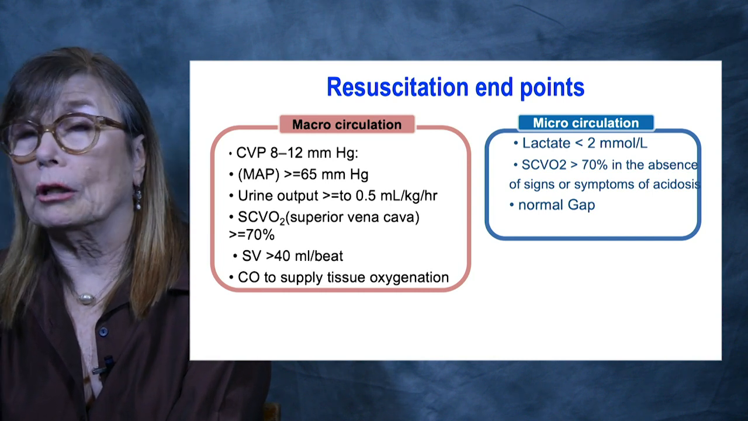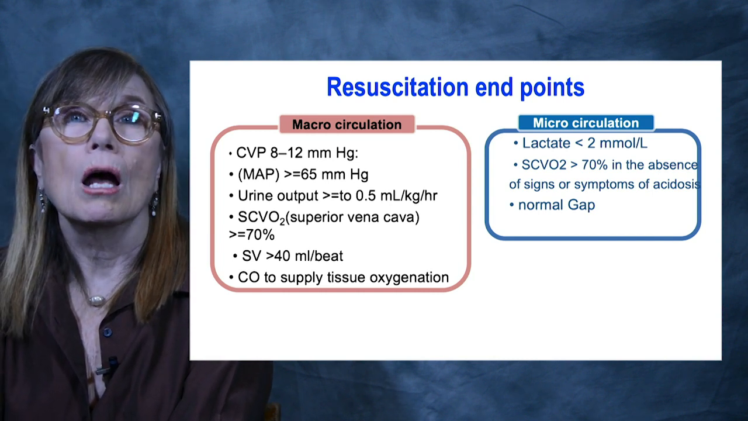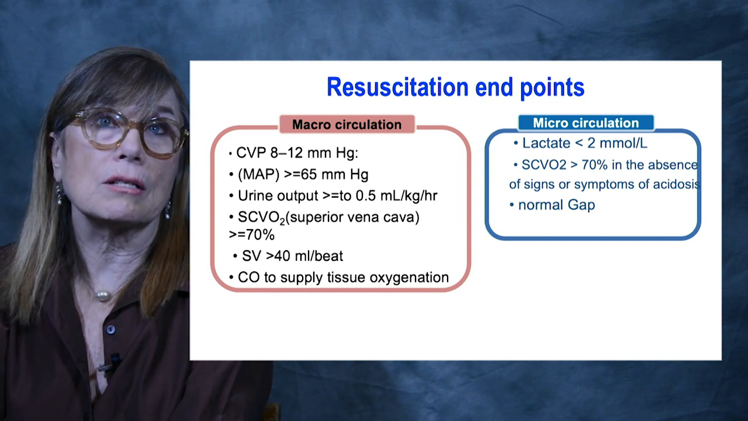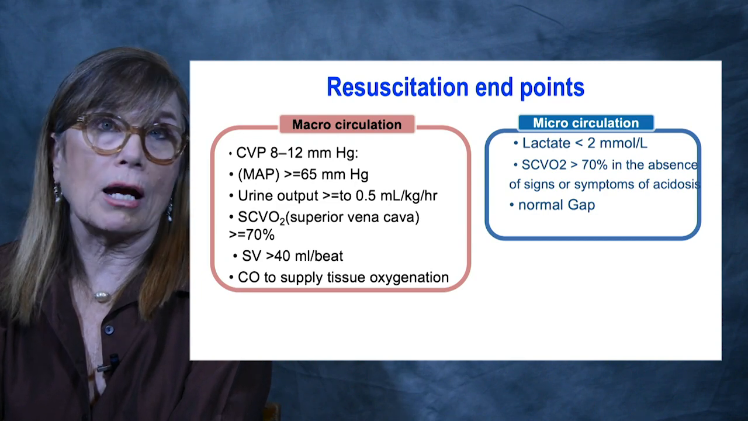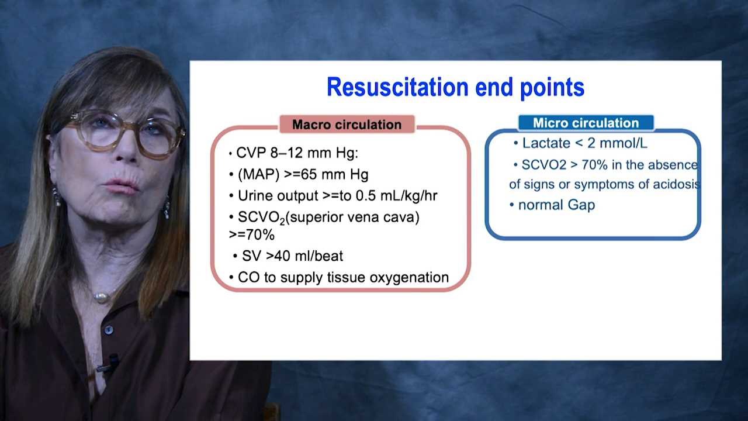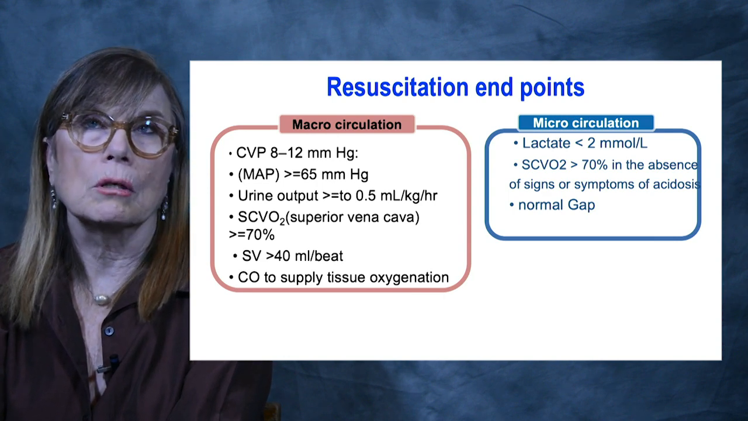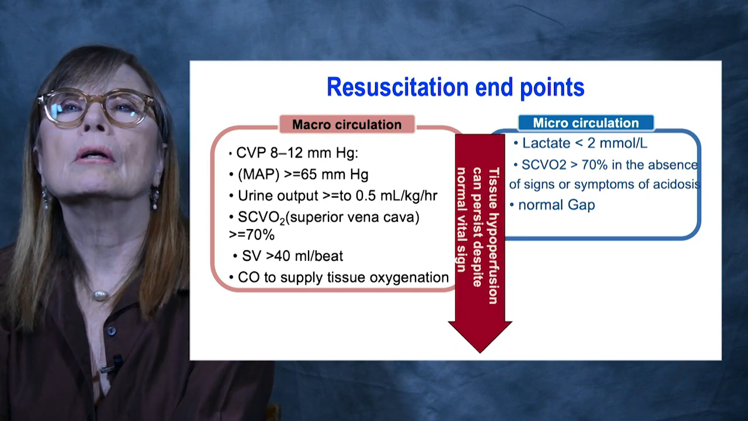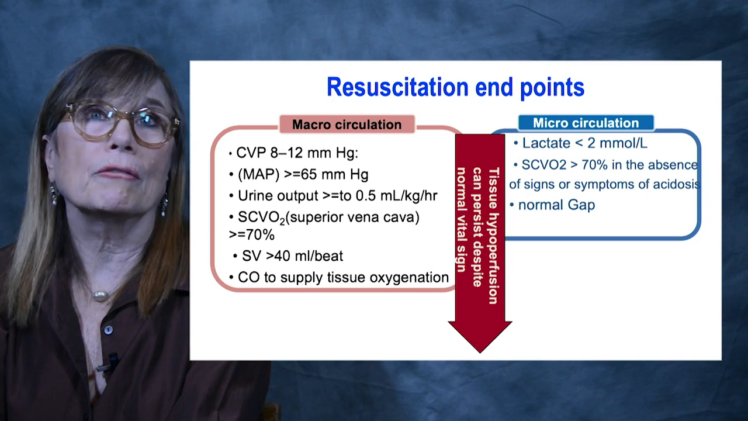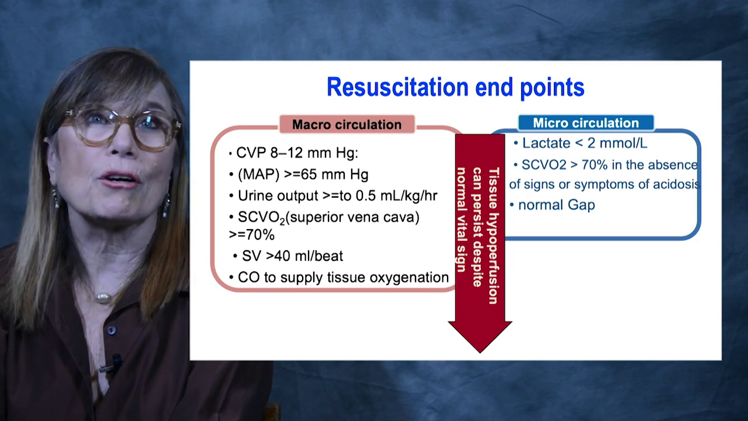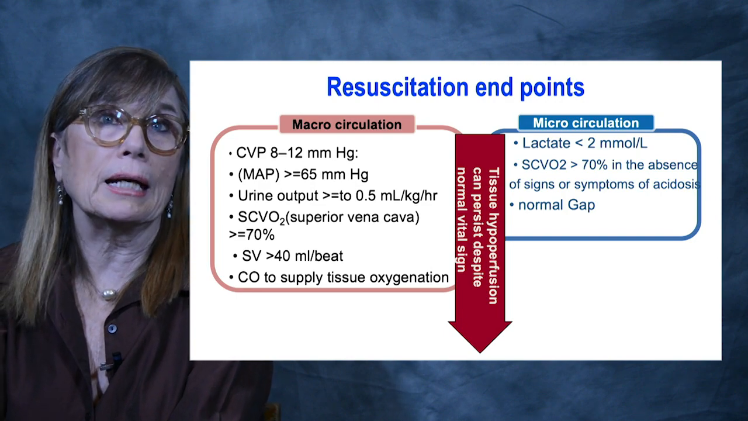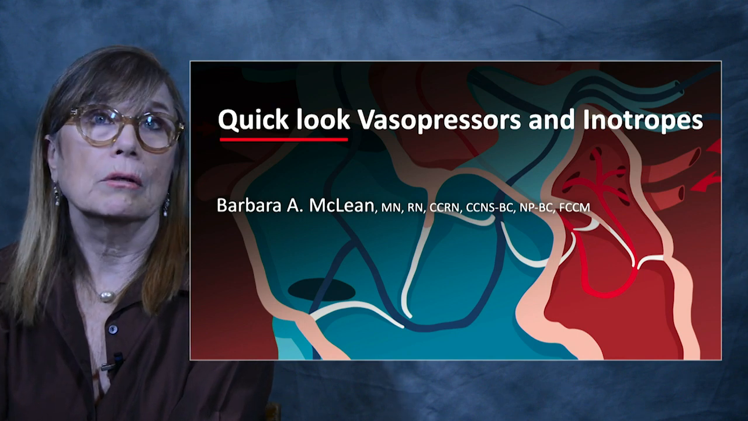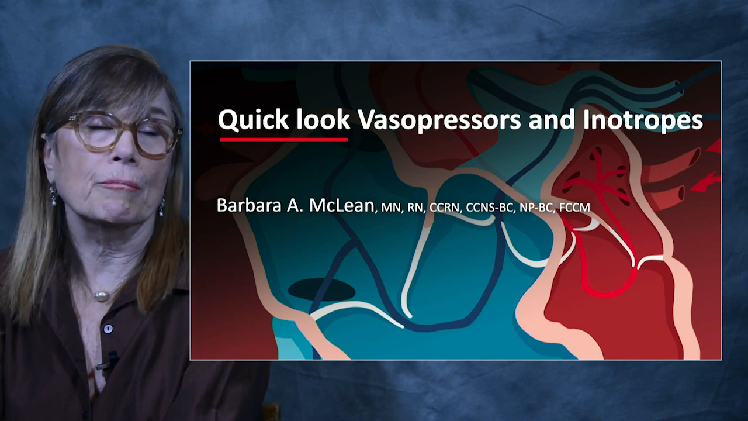The micro circulation endpoints: base deficit, normal gap, ScvO2 or SvO2 greater than 70, and a lactate level less than 2 millimoles. Everyone who works at Grady who's had education on sepsis knows about the role of lactate, but don't forget the importance of your base deficit. Tissue hypoperfusion can persist despite normal vital signs. It's up to you to discover whether we have treated our patient adequately and accurately to improve blood flow dynamics and the endpoints of vasopressors, inotropes, and volume in shock.